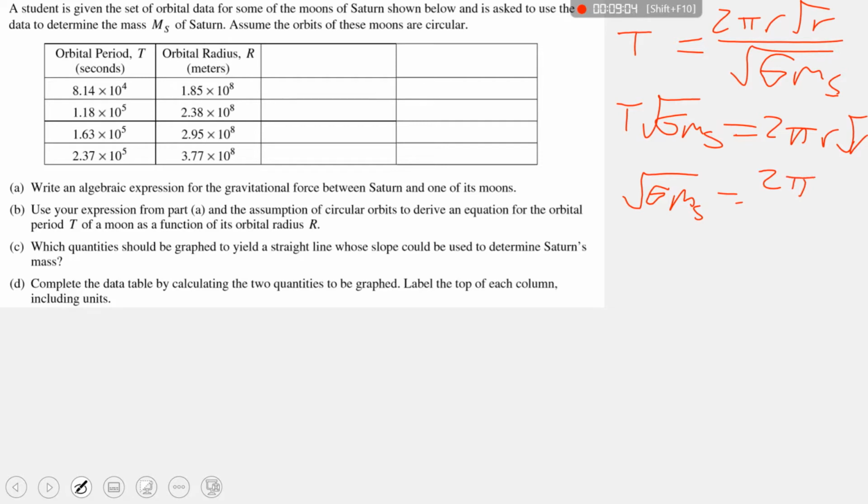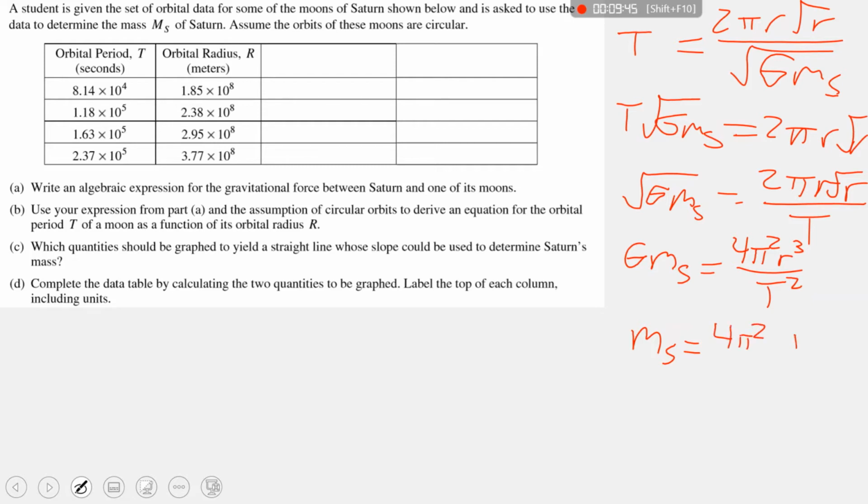Okay, so we divide by T, 2 pi. Then square root. Okay, how can I undo that square root? I'm going to square both sides. So G M_s is equal to 4 pi squared, this would be r squared times r, or r cubed, over T squared. And then M_s should be equal to what? Divide by G. So 4 pi squared r cubed over G T squared.